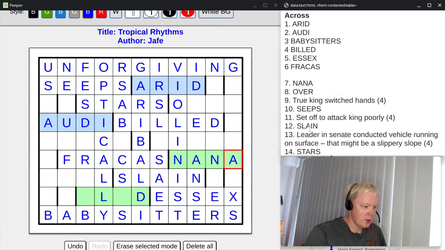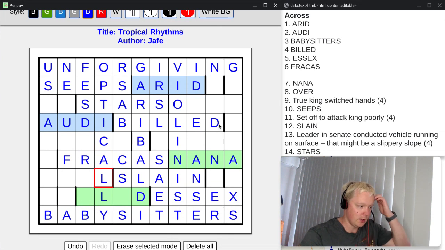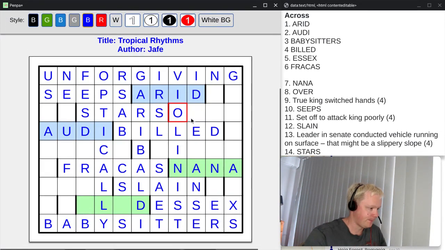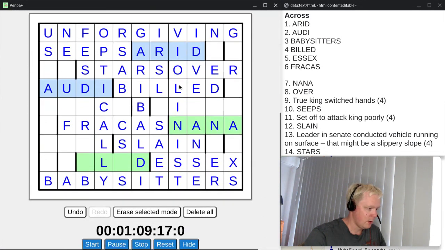And now we can look at where over goes. So over can go here, sharing this O, can't share this I, can't share this C, can't share this L, and there's nowhere else for it to go. So over must be there. And if over is there, we also know that symmetrically this word must be a 4-letter word as well. 4-letter word ending in L.